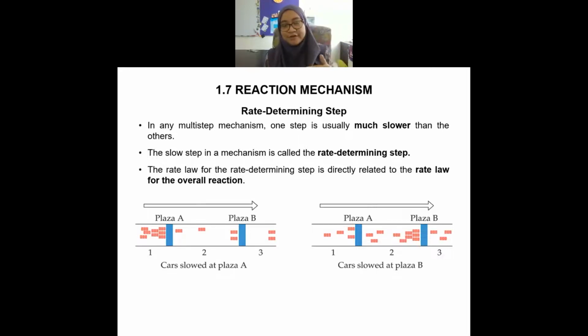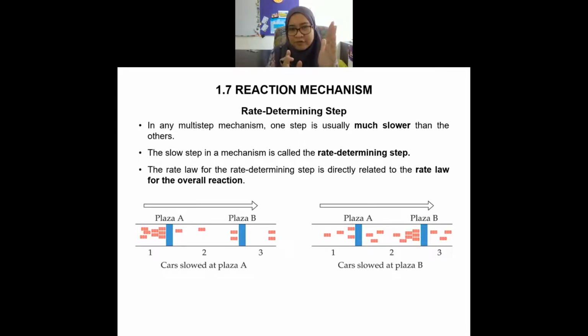Okay, alright. Remember, just now, in order to produce product, we have to go through several steps, multiple steps, and small reactions that we call elementary reactions. Of all these small step reactions, dia kan ada its own rate law, dia ada its own rate kan, masing-masing pun ada masing-masing punya EA and what not.